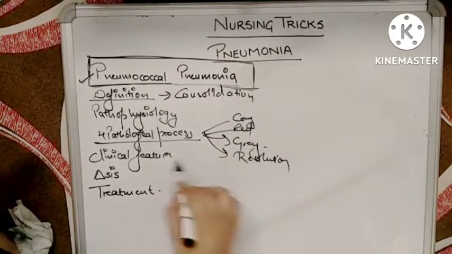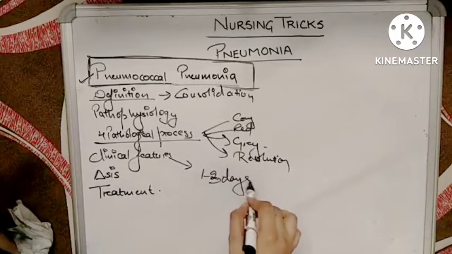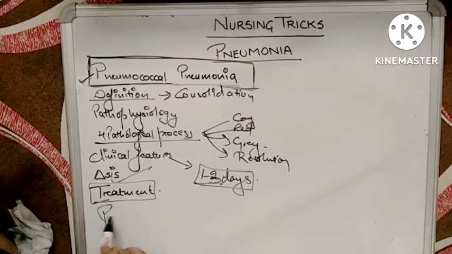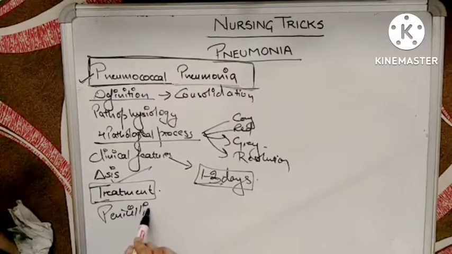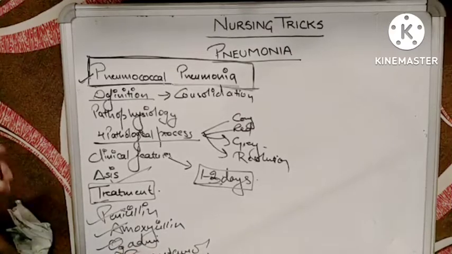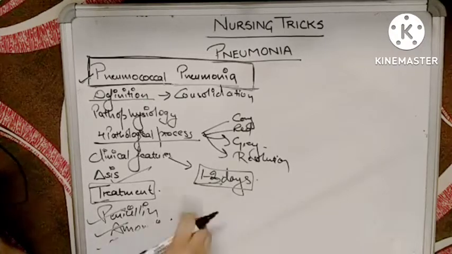Then the clinical features: the incubation period is 1 to 3 days. Then we have seen the diagnosis, and the treatment, in which we have seen penicillin, amoxicillin, oxygen administration, and paracetamol. So this was all about pneumococcal pneumonia. In the next video we will see staphylococcal pneumonia, and in subsequent videos the other types.